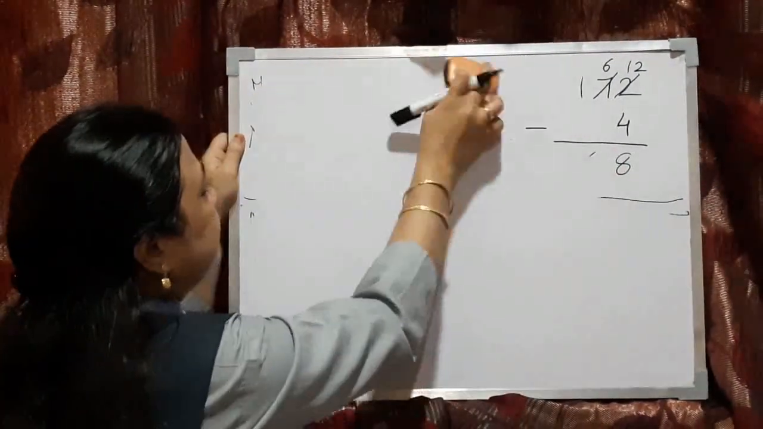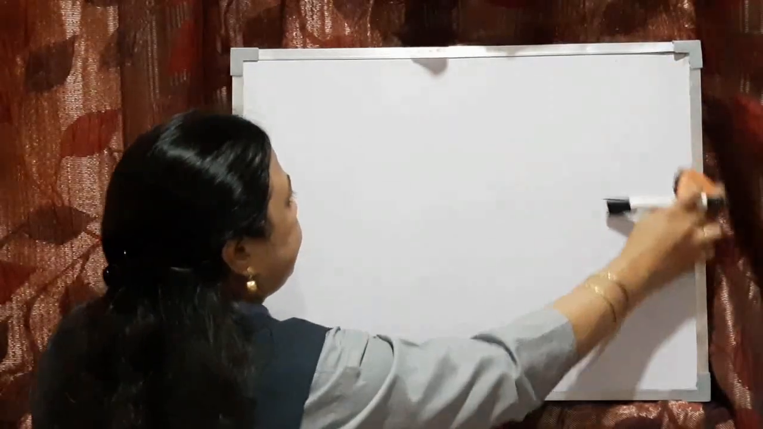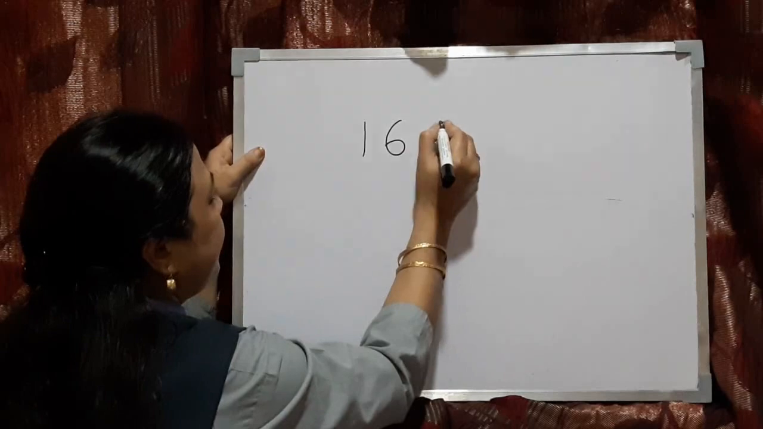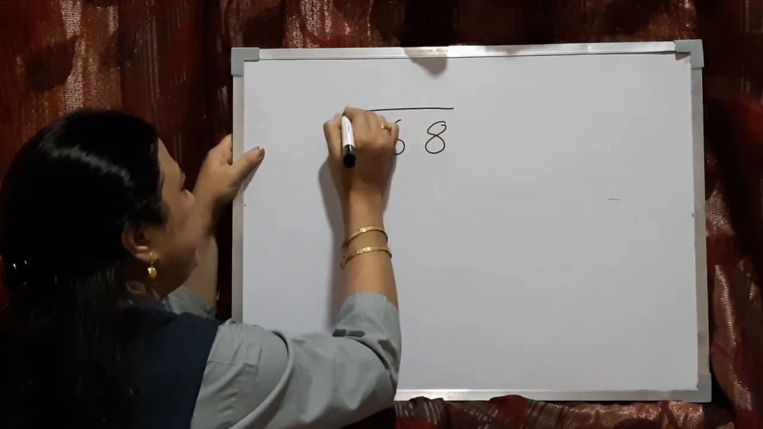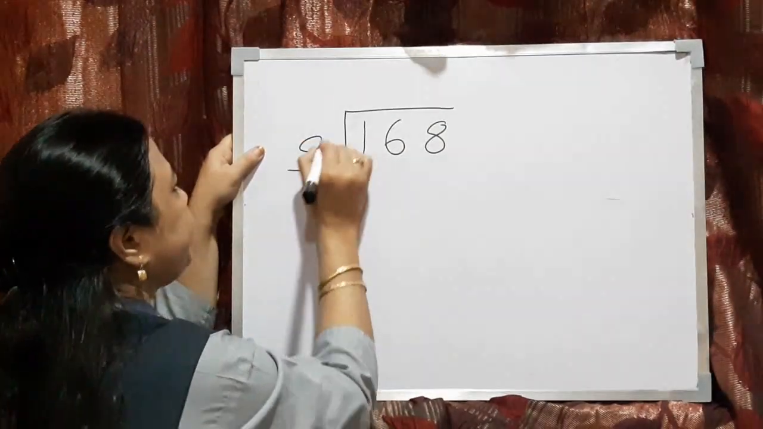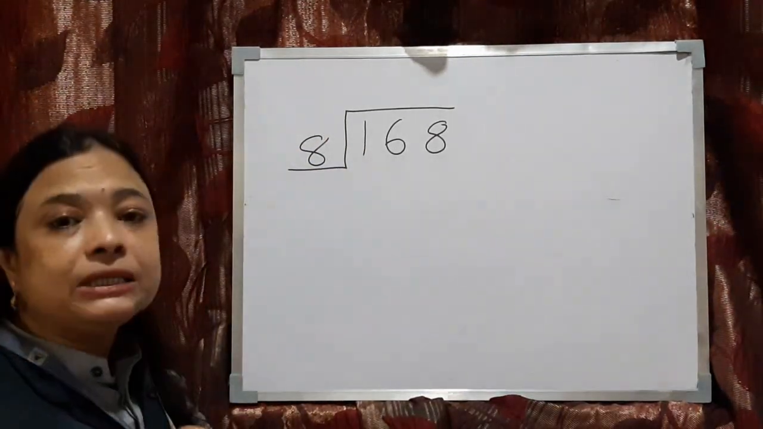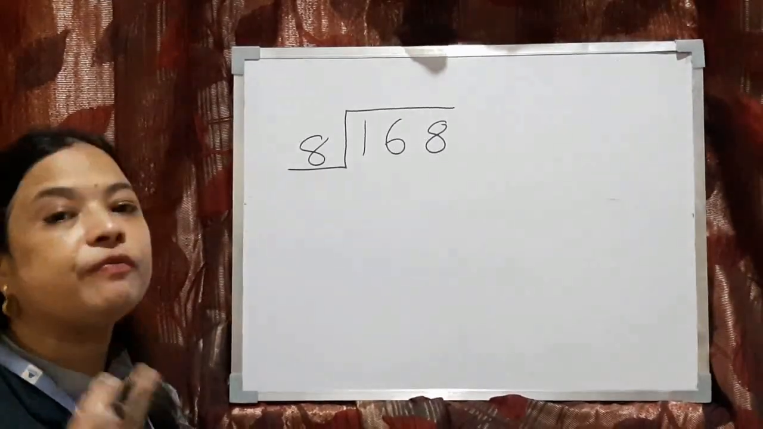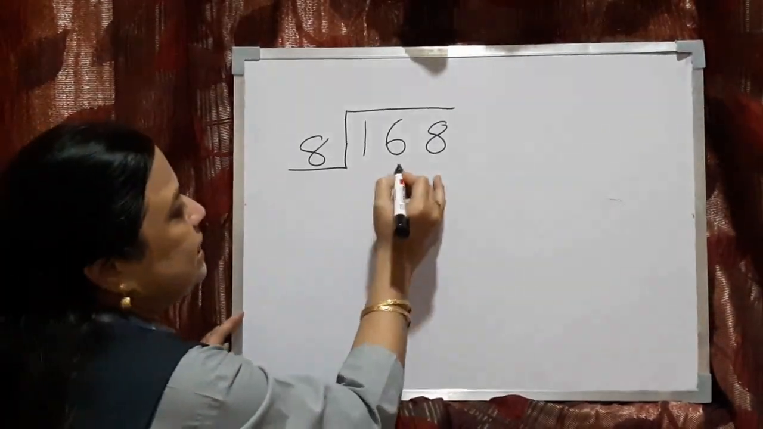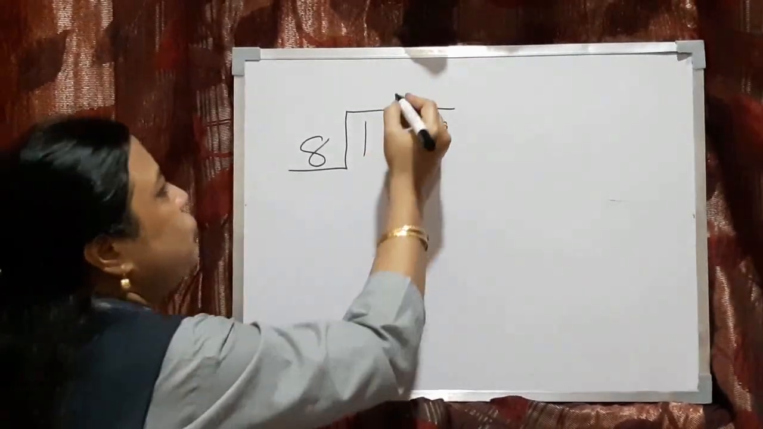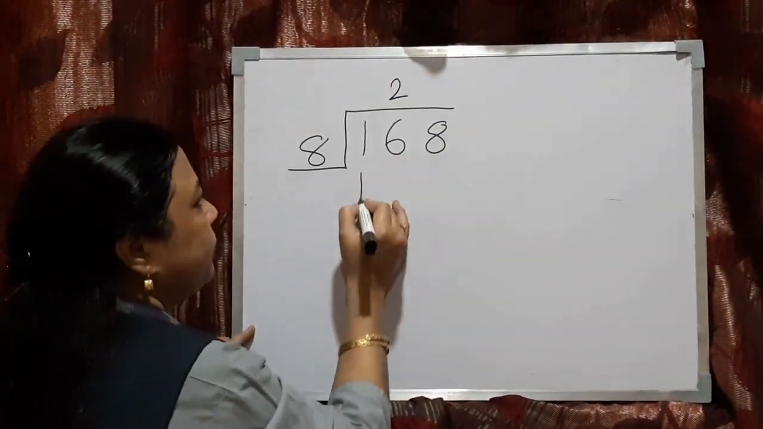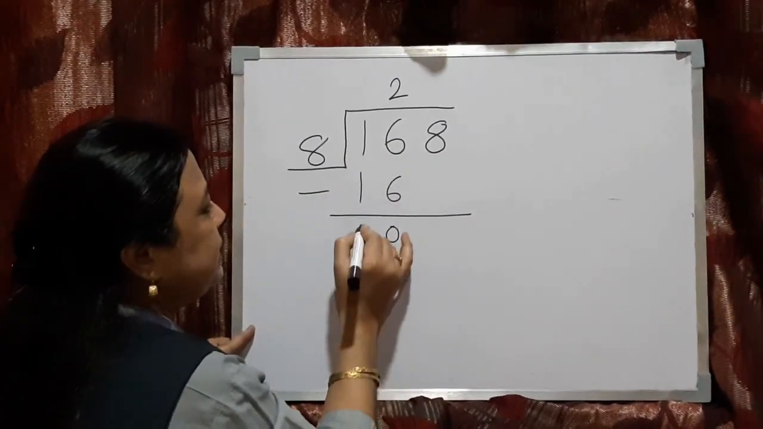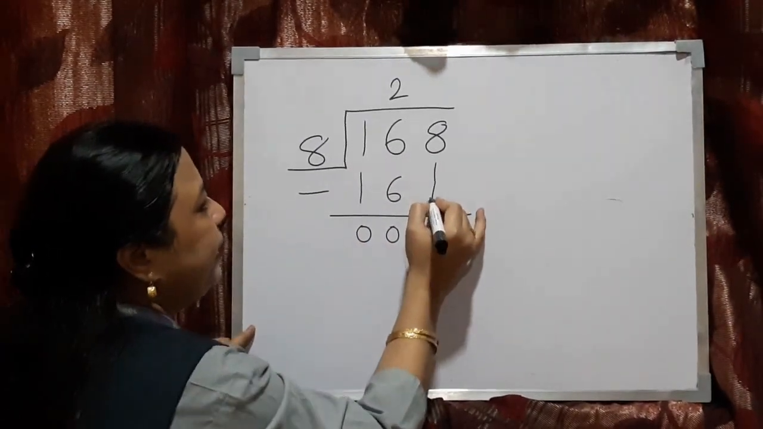168 divide by 8. Now as you can see here, first number is 1, which is not possible in 8 tables. So we will take 2 numbers. So this 16 we are going to take. 8 2s are 16. And when we subtract, we will get 0 here. We are going to bring down this 8.